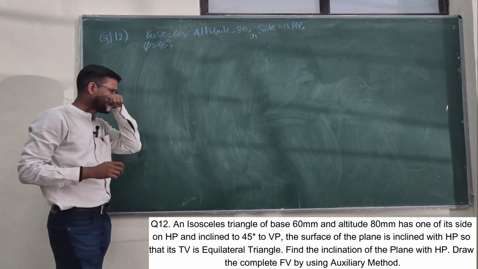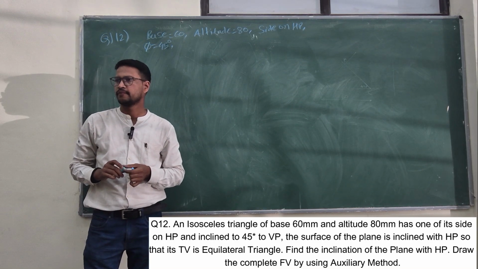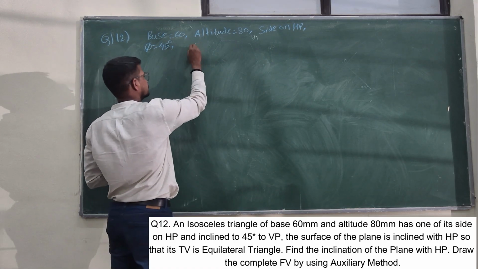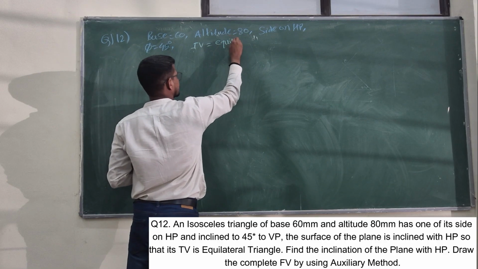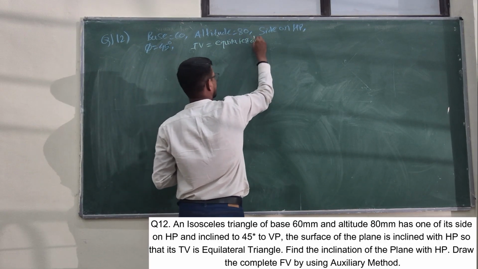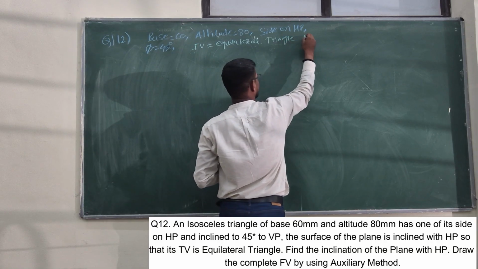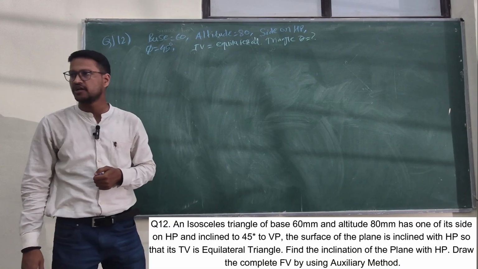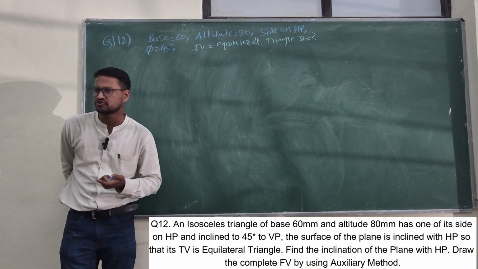Surface of the plane is inclined to HP such that top view appears an equilateral triangle. Find the inclination with HP. So theta is equal to how much they want, and with the help of which method? Auxiliary method. So you know very well, what is the purpose of the auxiliary method?